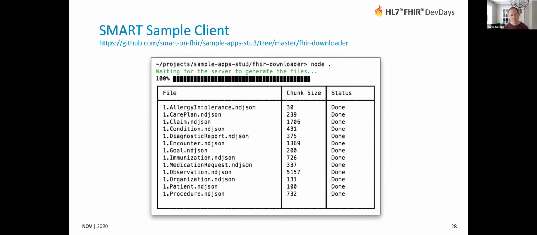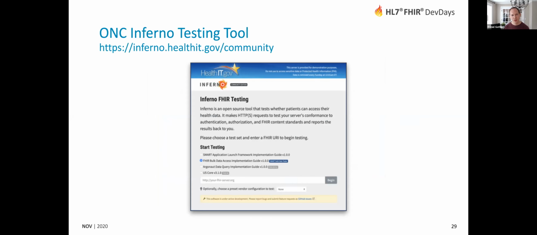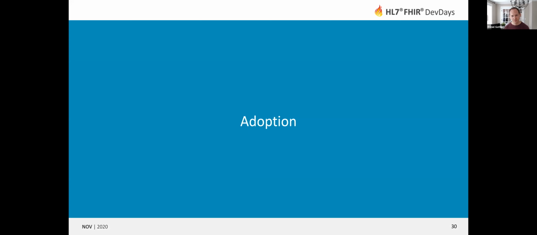SMART also has an example client that you can use as a starting point if you're building a bulk data API client. And then a really cool tool that's funded by the United States government and is a collaboration between the SMART Health IT project and the MITRE Corporation, is a full test suite for bulk data servers. So if you're building a bulk data server and you want to make sure that you're properly meeting all the intricacies of the spec, you can use this open source tool, either running it on the web or downloading and running a local copy to test out your server.